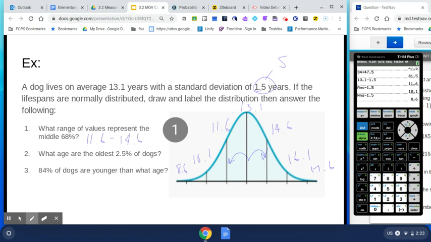Okay, what age are the oldest 2.5% of dogs? Okay, so I know I'm going to go above the mean because I want the oldest 2.5%. As I move away from the mean, I'm going to think about what is going to be left over in that right tail. So if I just move 1 standard deviation above the mean, that's going to be 34% there in the middle. That's going to leave me 16% for the tail. So that's too high.